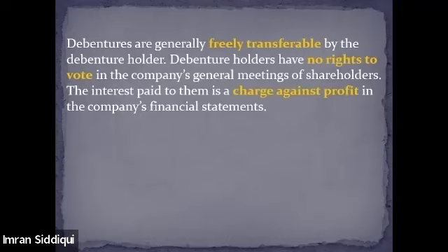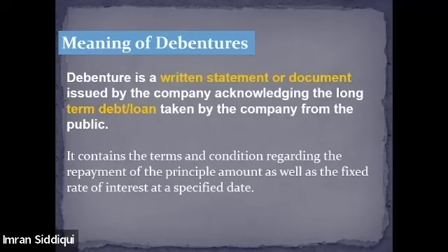All right. So let me quickly show you the definition of the debenture. If you want, you can take a screenshot and later note this in your notes. This is the definition of the debenture, wherein I have written that a debenture is a statement or document issued by the company acknowledging the long-term debt or loan taken by the company from the public. It contains the terms and conditions regarding the repayment of the principal amount as well as the fixed rate of interest at a specified date. All right. I hope this is clear, Alexander. Yes, sir.